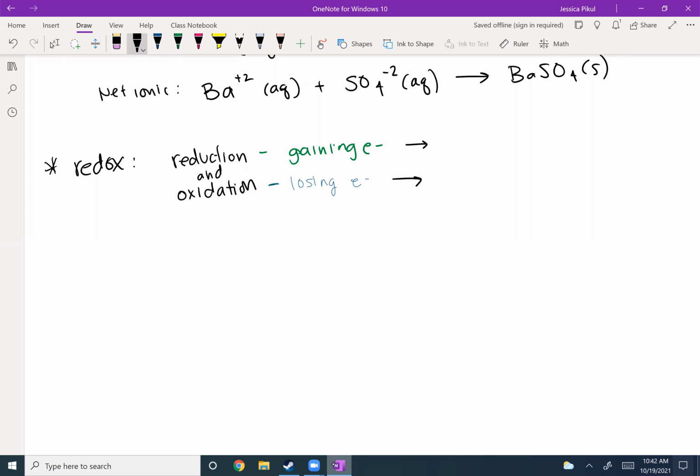So, if reduced, acting as... And what this means is you can't have a reduction without an oxidation. Something that gains electrons forces something else to lose them. And so it's a matter of perspective, right? So from the perspective of the thing gaining electrons, it's being reduced. But from the perspective of the other chemical, that thing is oxidizing it, right? So it's acting as an oxidizing agent. It's forcing something else to be oxidized.